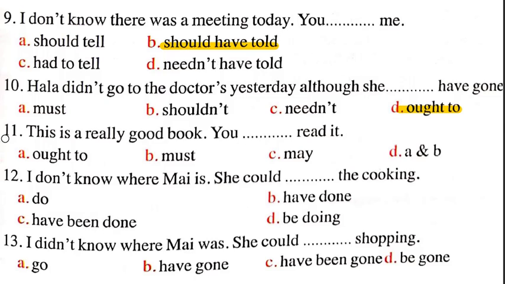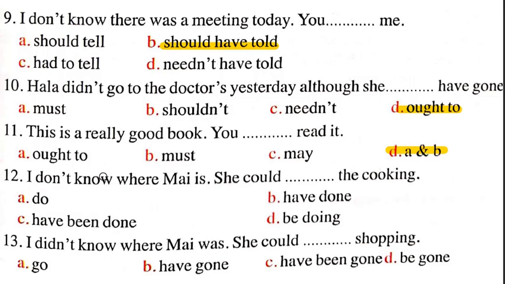Number 11. This is a really good book. You ought to read it, you must read it, you may read it, or A and B. You ought to read it, or you must read it. The answer is A and B. So the answer is A and B.